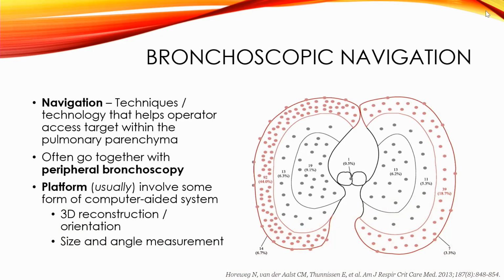And bronchoscopic navigation is basically navigation techniques or technologies that help an operator access the target within a lung parenchyma. And you can see from the data that was reviewed from the Nelson trial, the nodules that we are interested in, as Pyng had mentioned, are small nodules and they lie in the periphery of the lungs. And so navigation is essential, and it goes very much hand in hand with periphery bronchoscopy because we want to get to these lesions. And platforms are usually those that involve some form of computer-aided system that helps the operator get to these lesions.